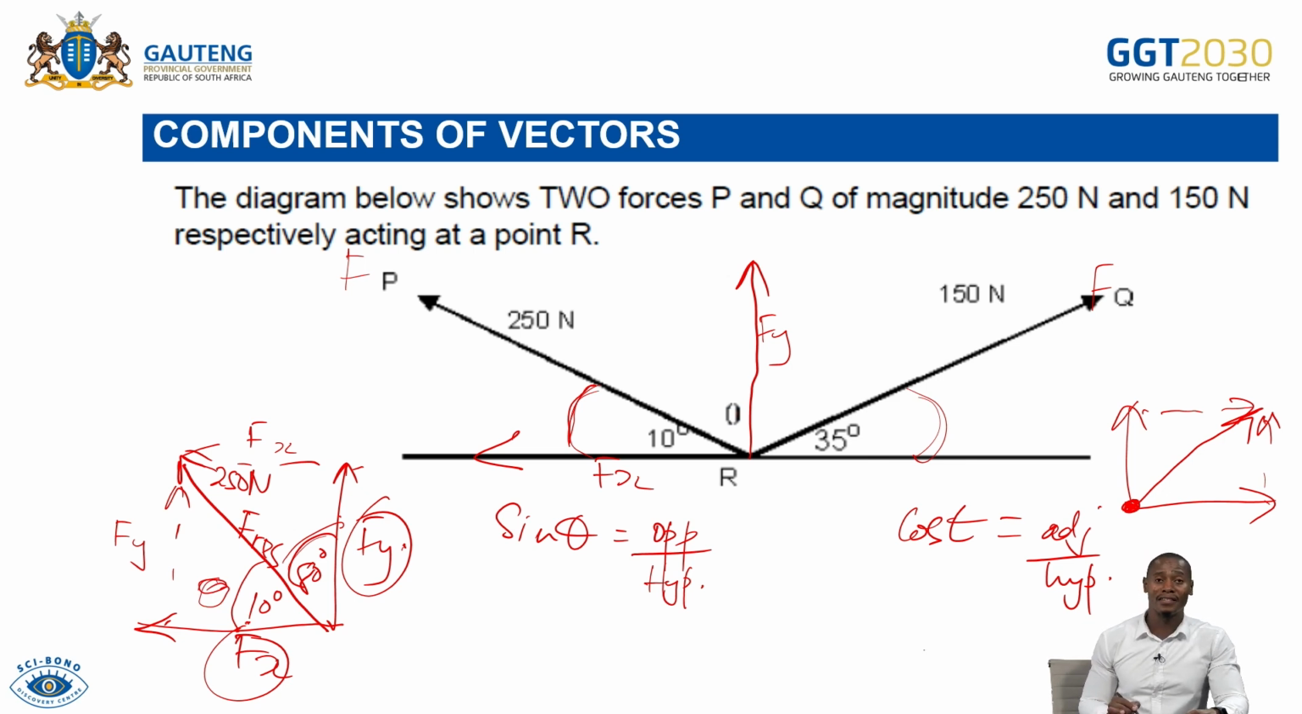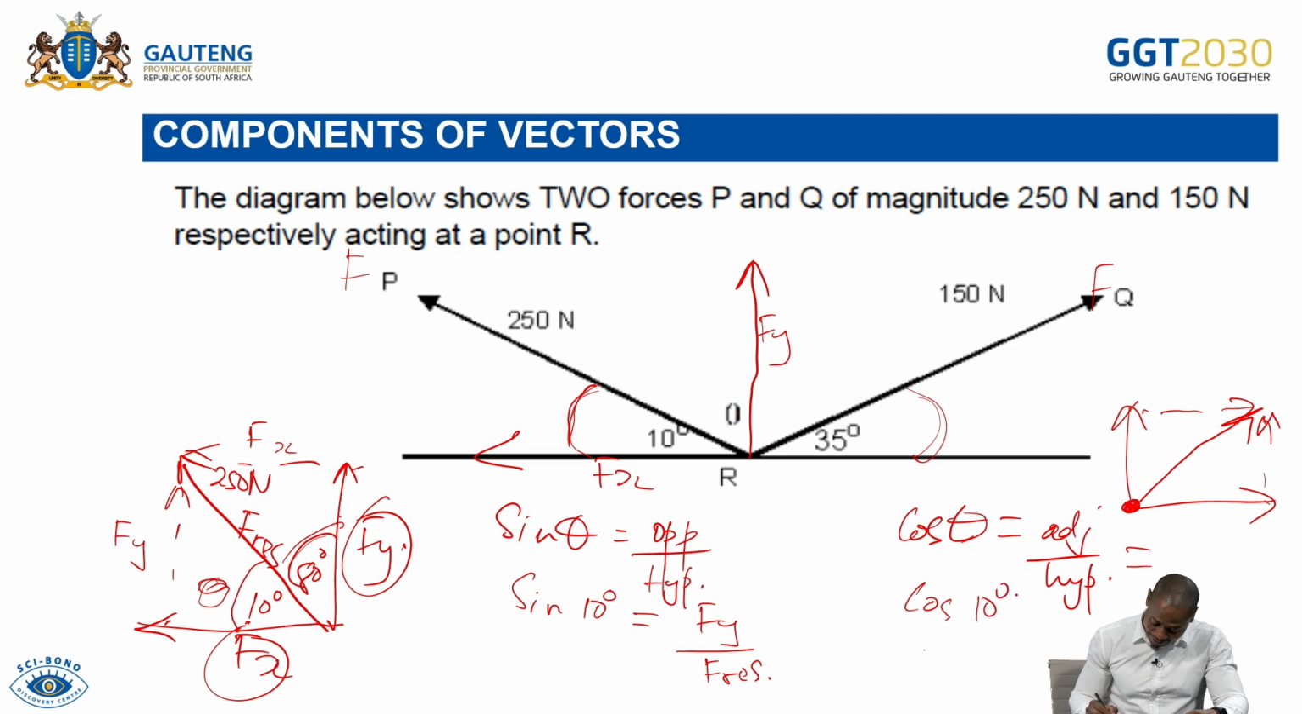And what is the magnitude of this theta? It is 10 degrees. So it's sine 10 degrees. Which side is opposite? What is opposite to that 10 degrees is Fy. The hypotenuse side is F res. Then which side is adjacent to 10 degrees? It is cos 10 degrees, and the adjacent side is Fx, over the hypotenuse side, which is F res.